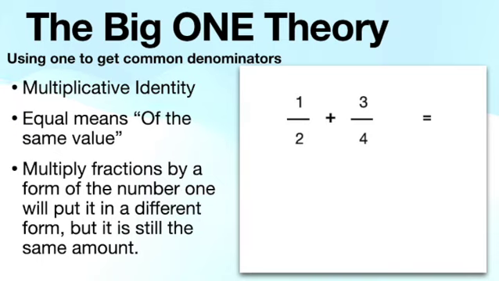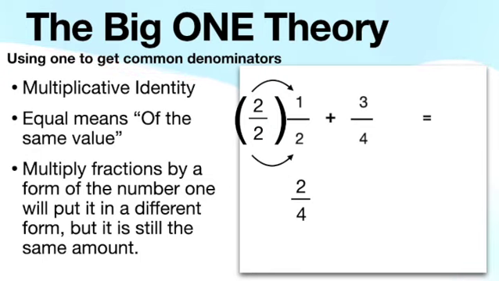So here's an example. If I have 1/2 plus 3/4, I can't add that as it is, but I can use the multiplicative identity and multiply one of the fractions by 1 so that they then do have the same denominator. Choose 2 over 2, multiply numerator times numerator, denominator times denominator. Then the first fraction changes form from 1/2 to 2/4, which is what I need because I need denominators that are the same. So now I have 2/4 plus 3/4, which 2 plus 3 is 5, so you have 5/4. This is the basic idea of using the Big One Theory.